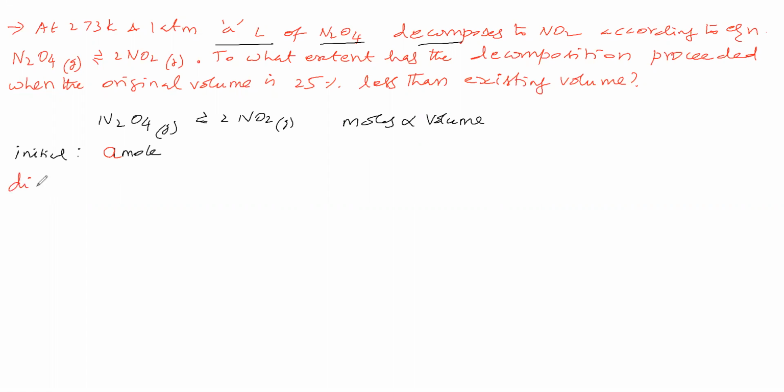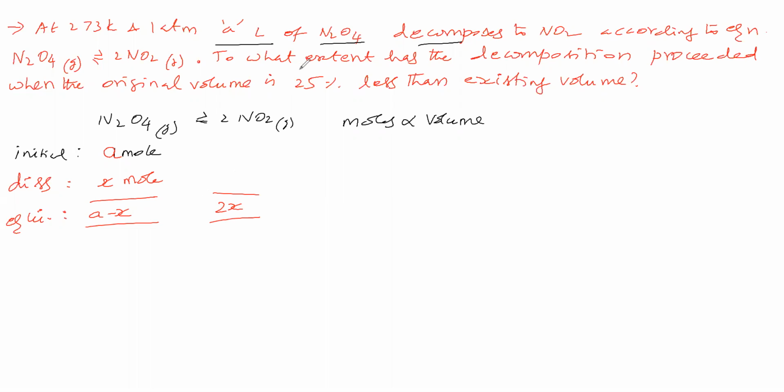How much is dissociating? X moles we will take. We cannot say alpha, because only if initial is 1 mole can we say alpha. So at equilibrium, A minus X moles of N2O4 will be there. Now NO2 produced, the stoichiometric coefficient is 2, therefore 2X moles. The number of moles is set.